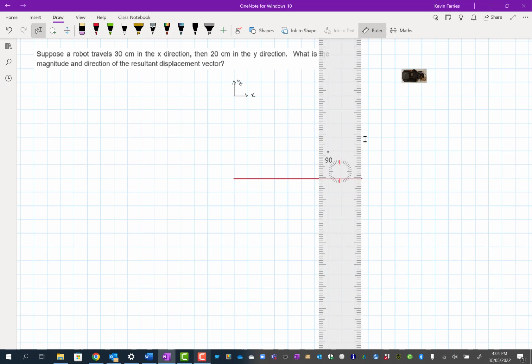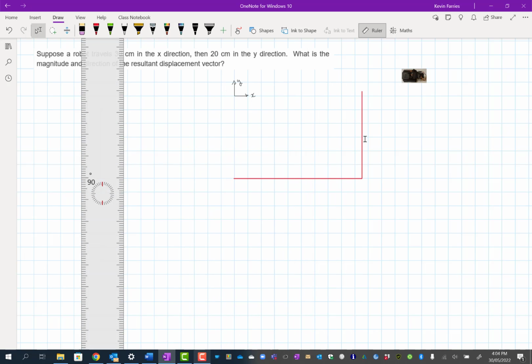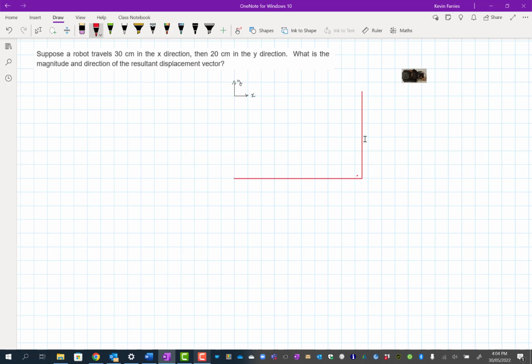And then we're going to go 5, 10, 15, 20. Oh, it was only 20, so let's bring that back to 20 centimeters in the y direction. Okay, we need to show which way we're going. It was going positive; it hasn't mentioned anything about going in the negative direction. So it's going 30 centimeters in the x direction, 20 centimeters in the y direction. Just write down the distances.